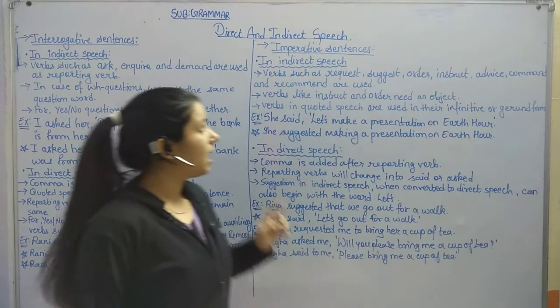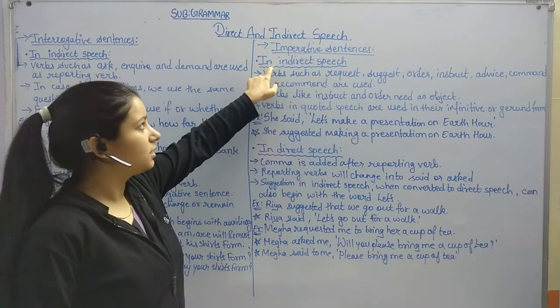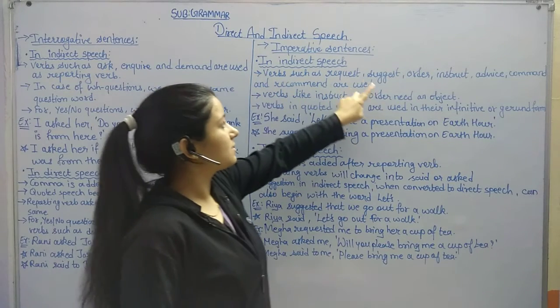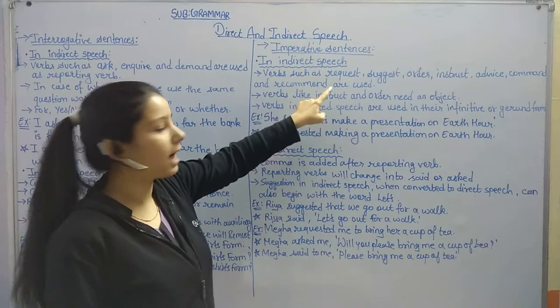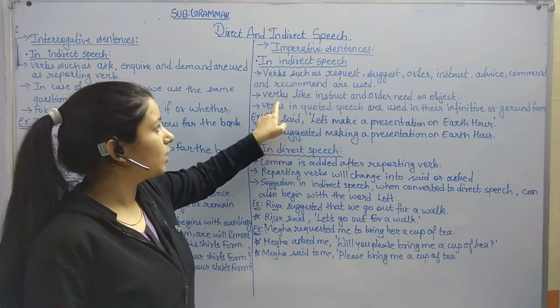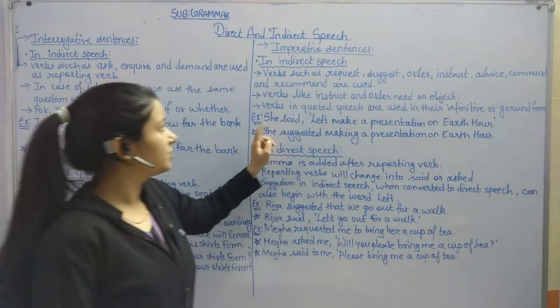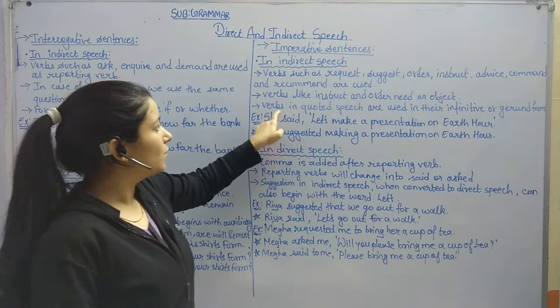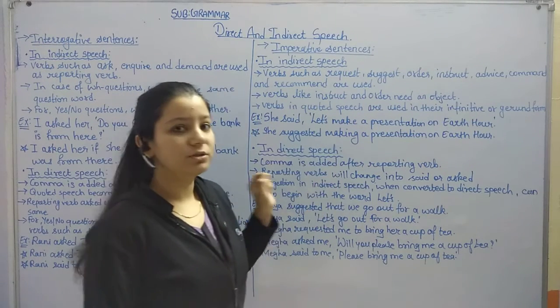Now we will see how we can change imperative sentences into indirect speech. Verbs such as request, suggest, order, instruct, advise, command and recommend are used. Verbs like instruct and order need an object while changing into indirect speech. Verbs in quoted speech are used in their infinitive or gerund form.